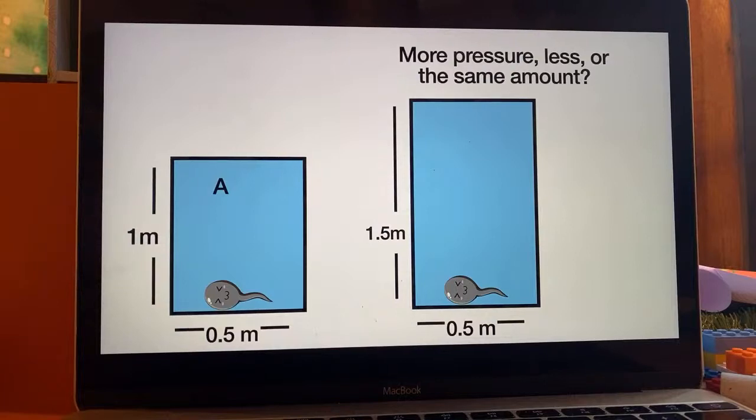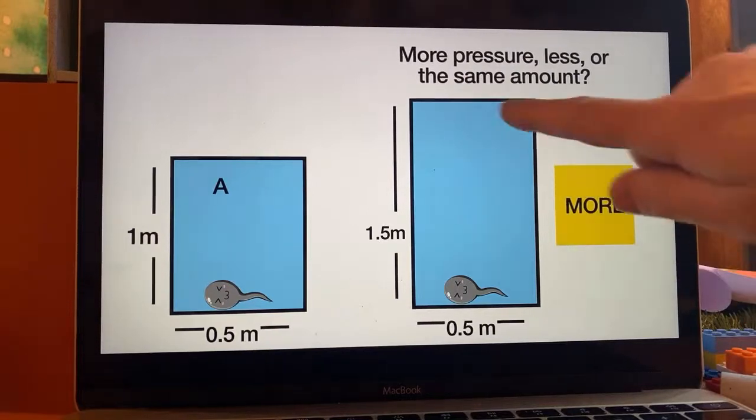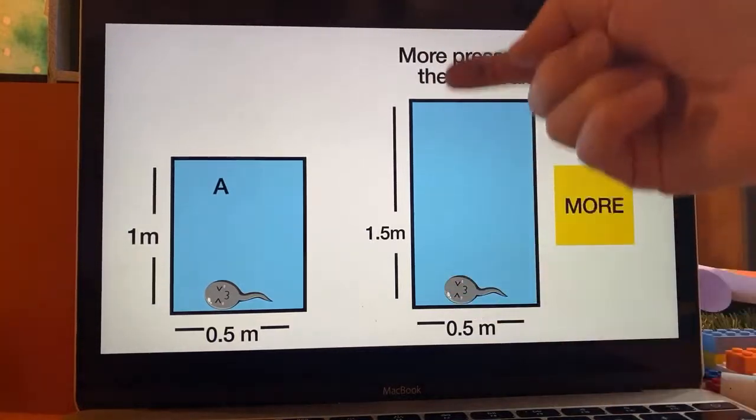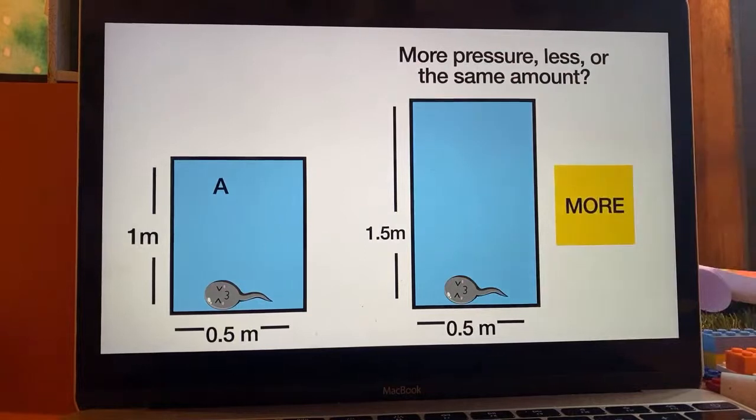Right, what about this one? We have now increased the tank. The tank is now 1.5 meters high and the tadpole is still at the bottom of the tank. So it's just the same as tank A, except the tank is now 1.5 meters high. More pressure, less pressure, same amount? The answer is more, because now the tadpole has more water pushing down on it. The depth, the height has changed, so it would be more.